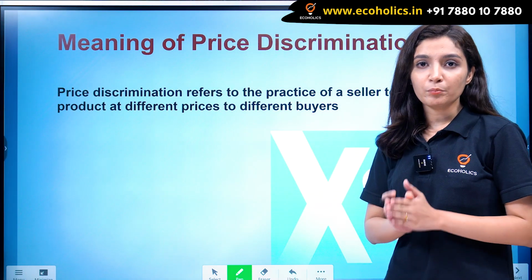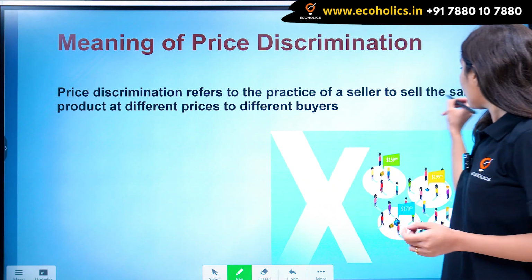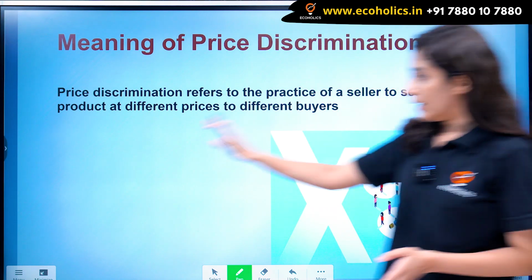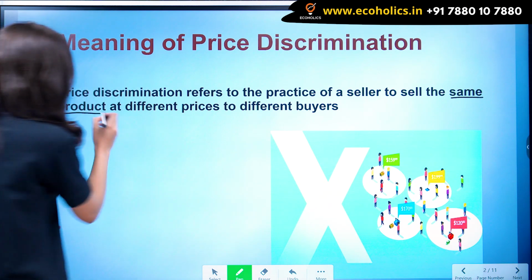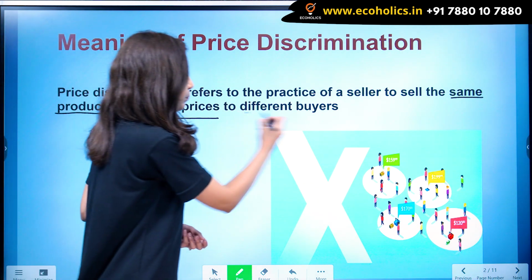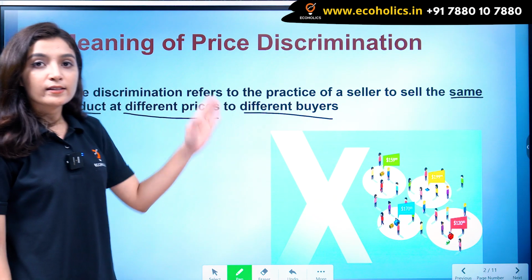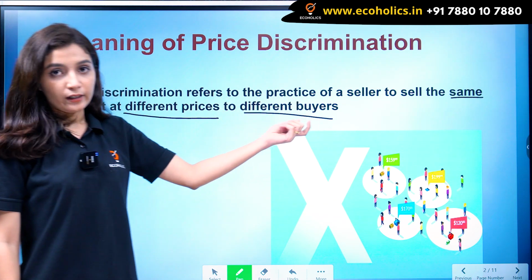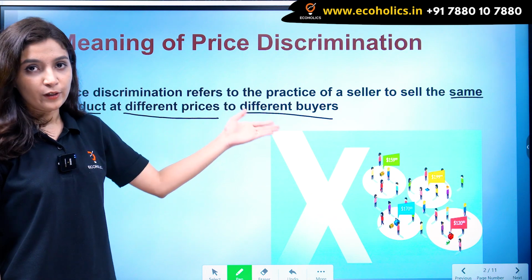Price discrimination basically means selling of the same product at different prices to different buyers. So now the seller sells the same product at different prices to different buyers.